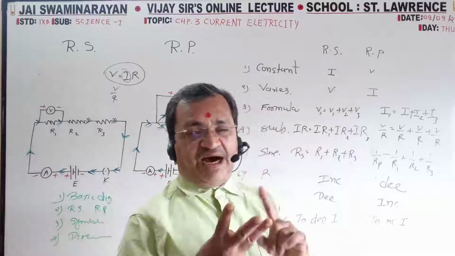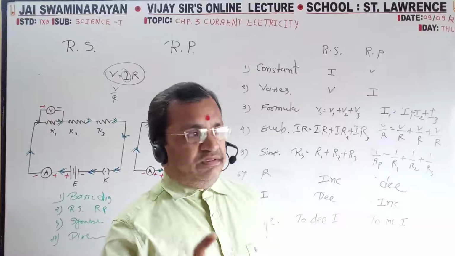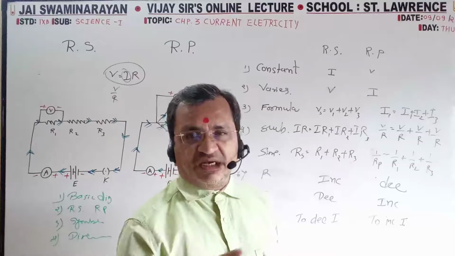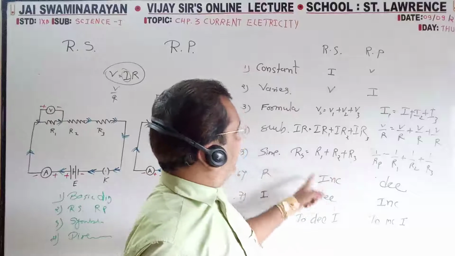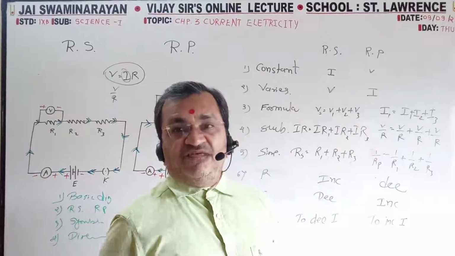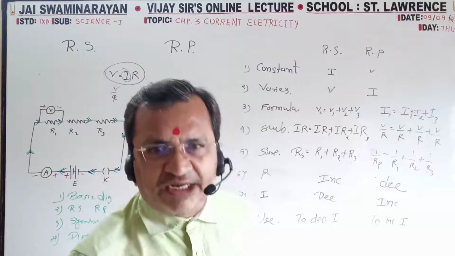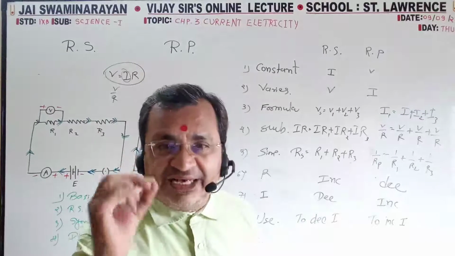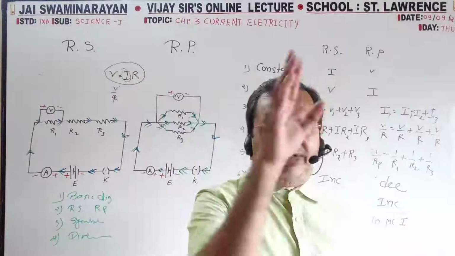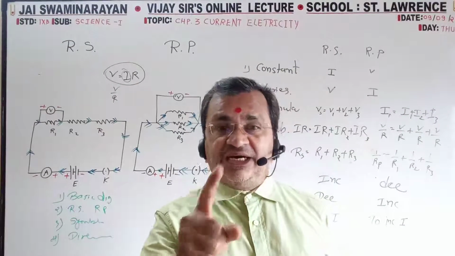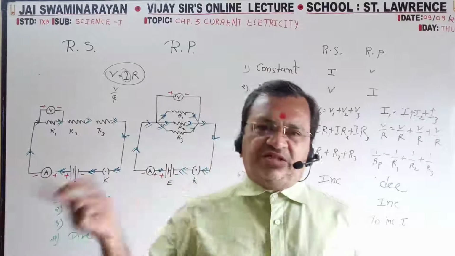When they give R1, R2, R3 values, they'll ask you to find out how much it is in series and how much it is in parallel. When you add, it will increase. When you take the reciprocal of the same three numbers and add them, it will decrease, it will be less than the individual ones. Suppose it is 5, 10 and 15. You will get an answer less than 5. The overall answer is less than all three.